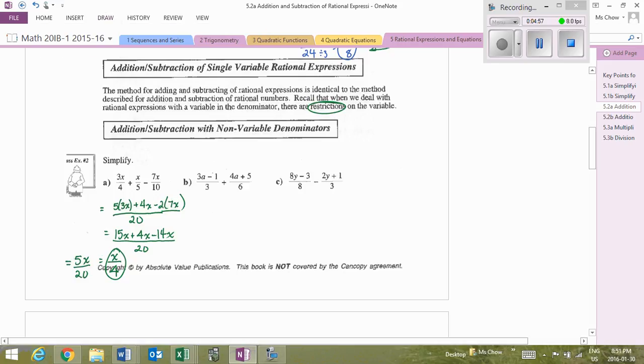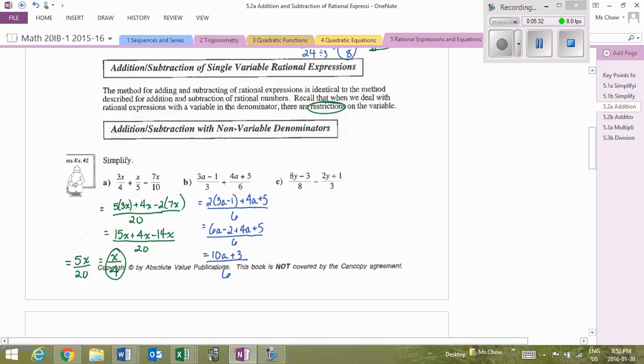Switching colors so it's not too confusing. So in this particular case, common denominator of 6, and so we're going to multiply top and bottom here by 2. So 2 times 3a minus 1, and I don't need to multiply this one by anything, by 1. And so it's just 4a plus 5, and this is all over 6. So we've got 6a minus 2 plus 4a plus 5, and that's all over 6, combining our like terms, then 10a plus 3 all over 6.